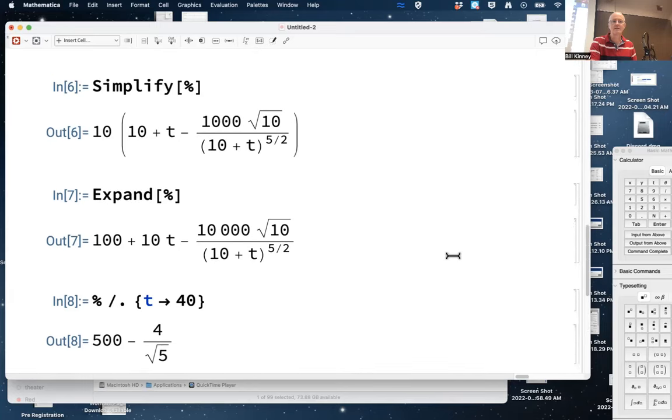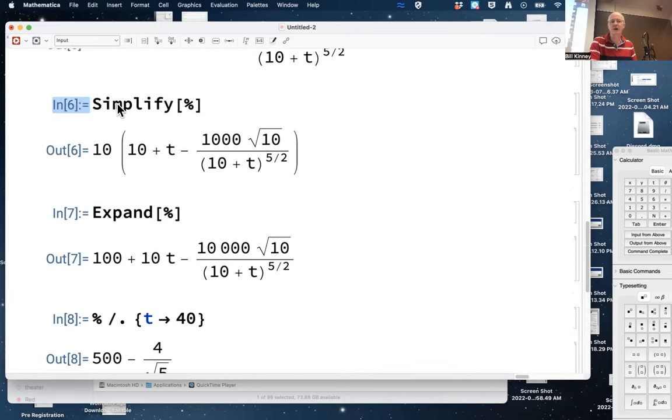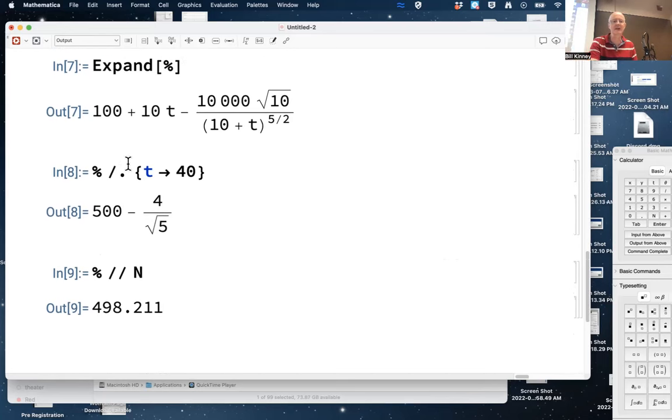It's hard to always know. I usually default to just using Simplify, but if it's not seeming to help enough, I use FullSimplify. Expand will multiply things through, like the 10 gets multiplied through. And again, the percent sign always just refers to whatever the preceding output is, and that's why I'm doing that. This is funny syntax that allows me to plug t equals 40 into the preceding output. And this does the numerical approximation.